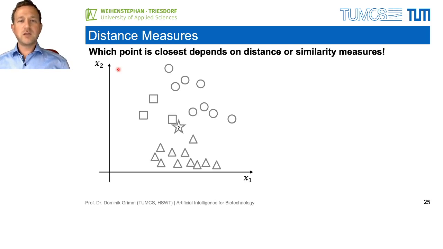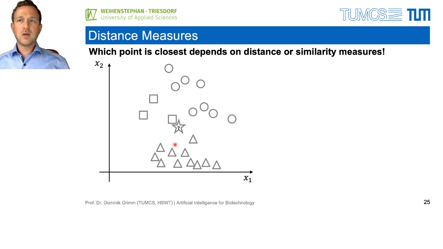Which point is closest depends very much on which distance or similarity measure we use. For example, let's look at the very common distance measure. We have here again our example from before. We have here an unknown data point, which is the star here.